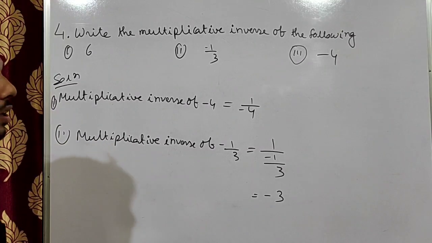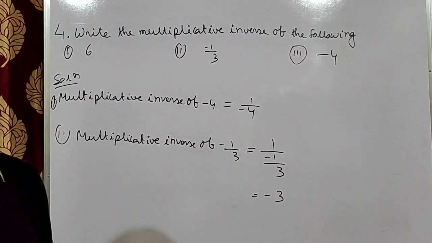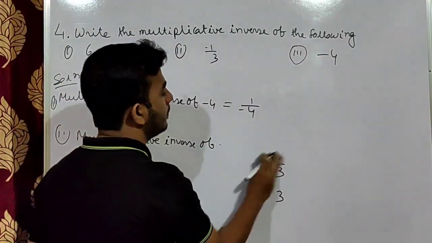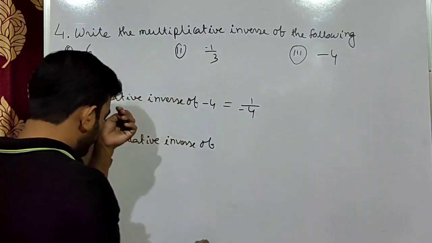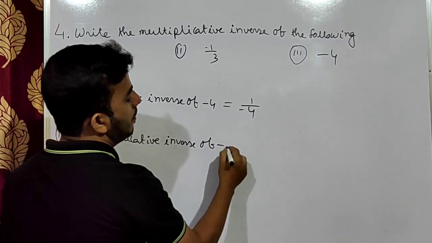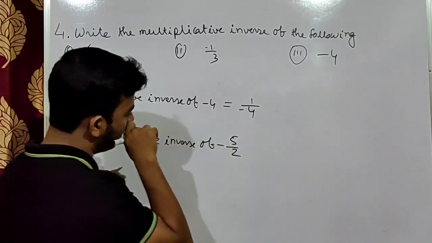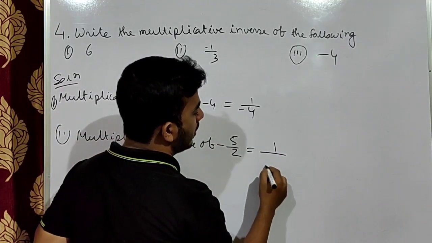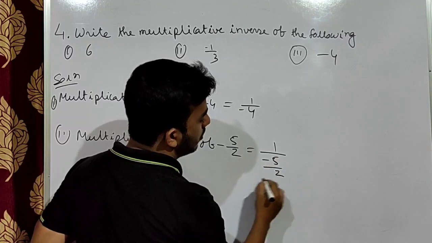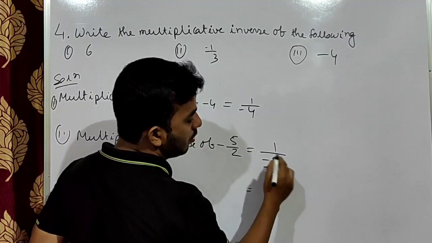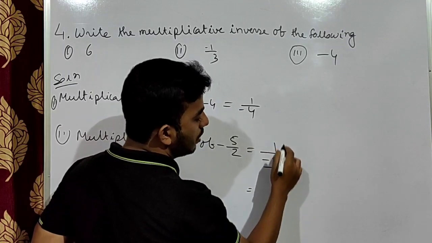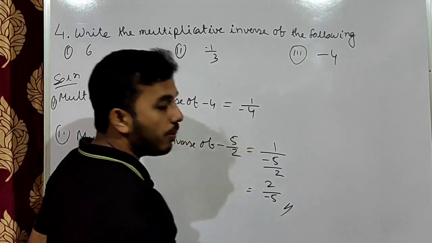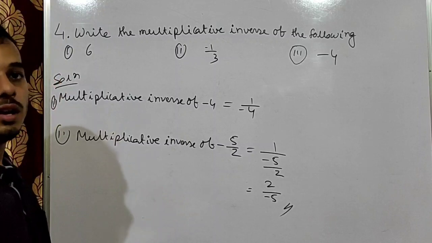Okay. Our next is minus 5 by 2. Multiplicative inverse of minus 5 by 2 equals what? What will we write? We will write 1 divided by minus 5 by 2. So it will go to reciprocal, right? Here this 2 will go in the numerator, so it will be 2 divided by minus 5. So this is our multiplicative inverse of the following numbers.